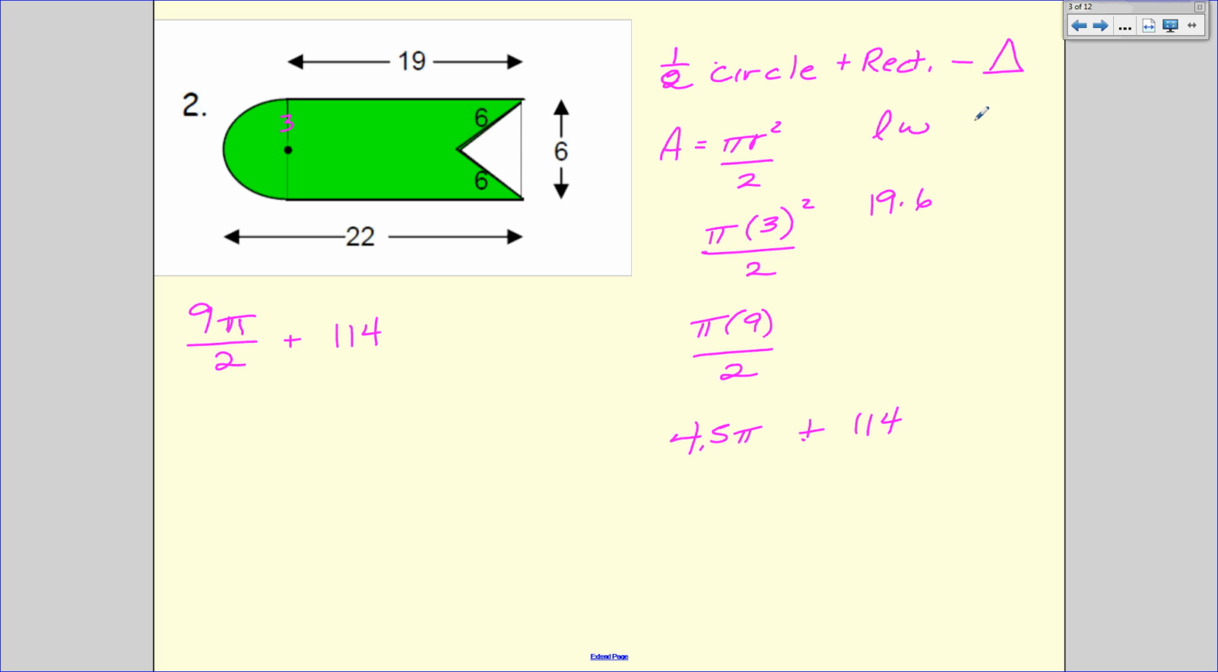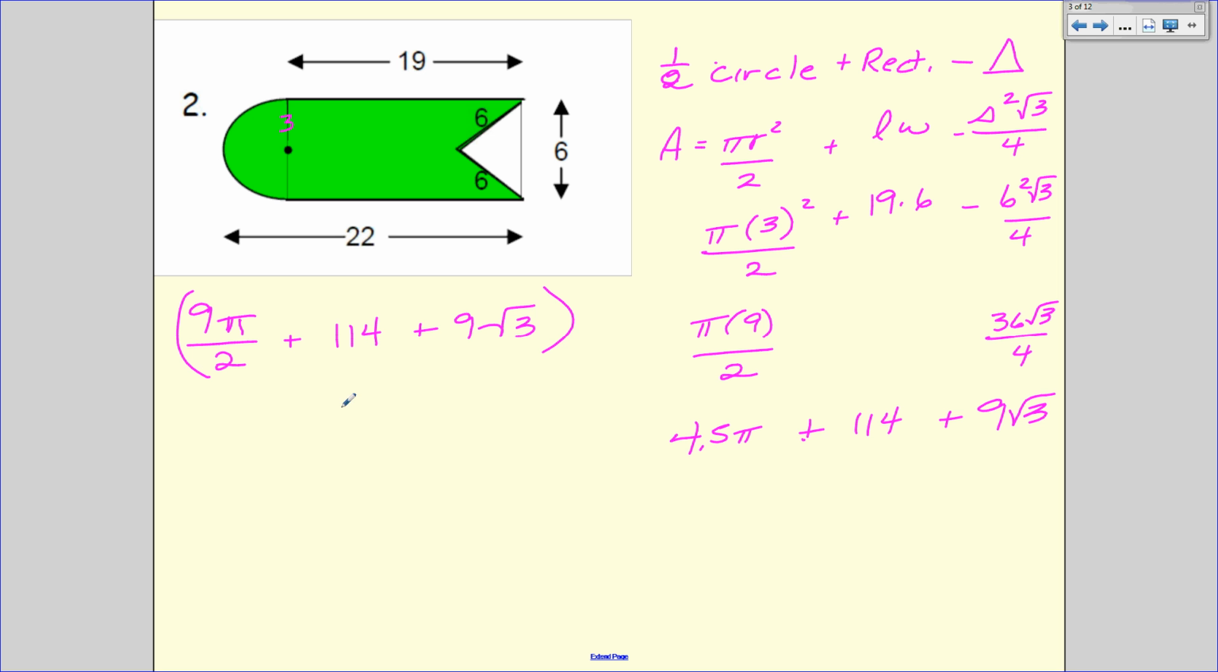Remember, it's equilateral. So remember, I showed you that formula, s squared square root of 3 over 4. So we're adding and then subtracting that. Well, since the side is 6, that's 6 squared, square root of 3 over 4. So that would be 36 square root of 3 over 4, which is 9 square root of 3. So this would be minus 9 square root of 3. So this would be your exact answer.